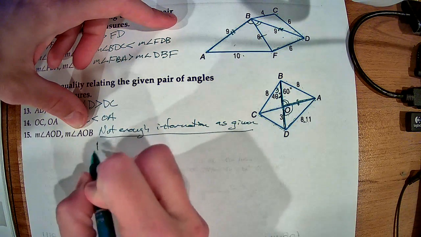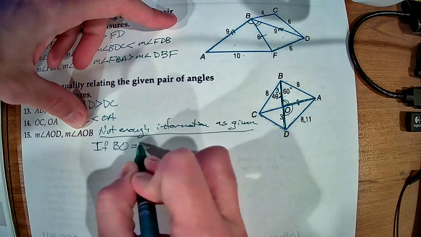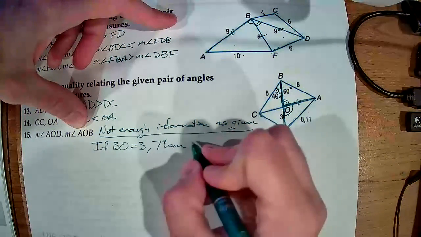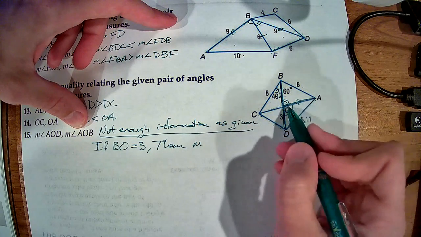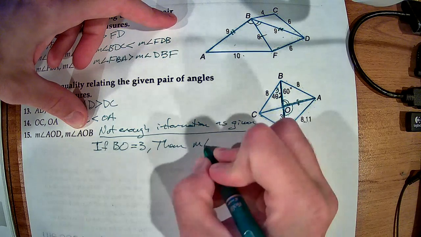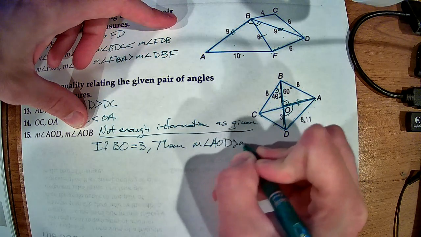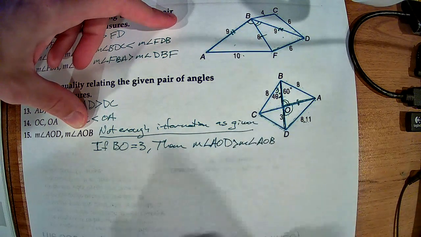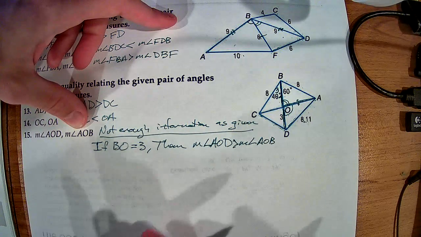So let's write that out. If BO is equal to 3, then we could say that the measure of AOB, right, is going to be less. So we could say the measure of angle AOD is greater than the measure of angle AOB. But again, unless we know that side's 3, there's really not enough information for us to work on.